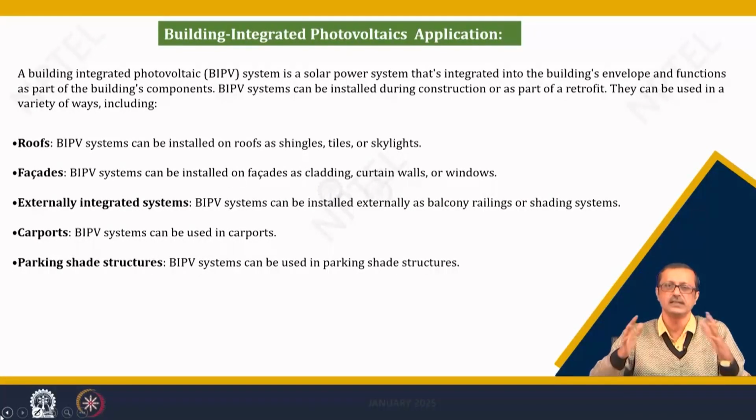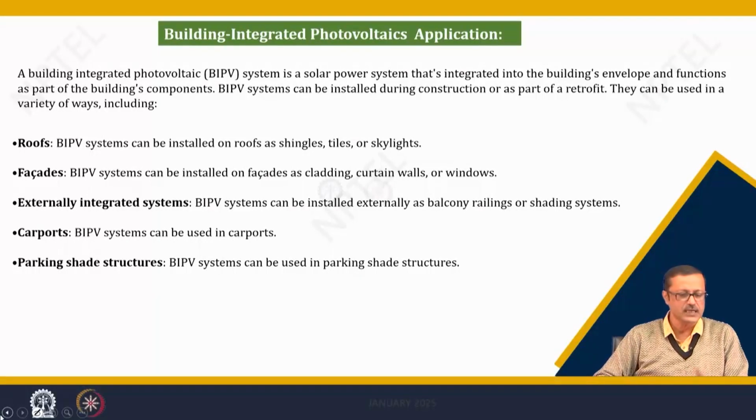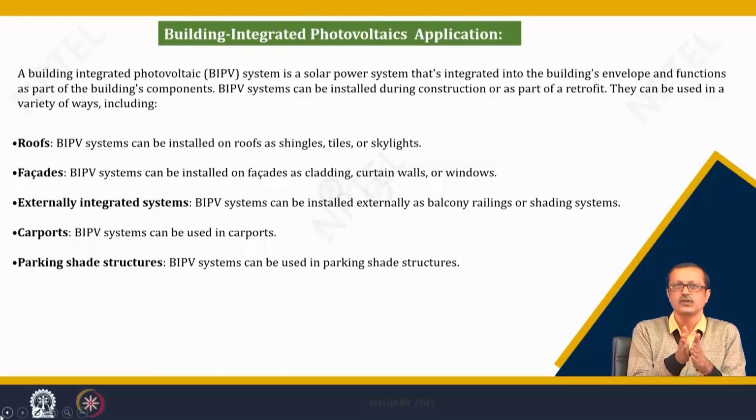Okay, BIPV is building integrated. So, even if it is a rooftop, it is one type of BIPV. So, what are the other types of BIPV? It can be in the facade. A BIPV system can be installed in the facade as a cladding, curtain wall, or as a window. If I use it as cladding, I have two benefits. One is that I give shade to my wall, so it will be cooler, and the heat energy that penetrates through conduction will be less.